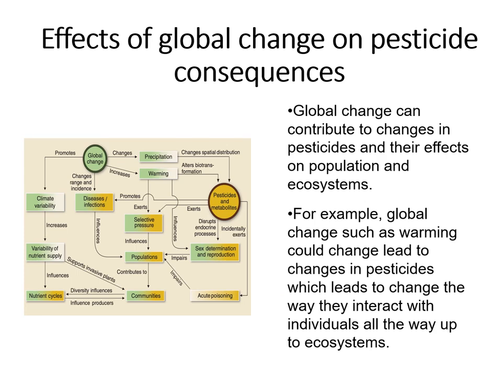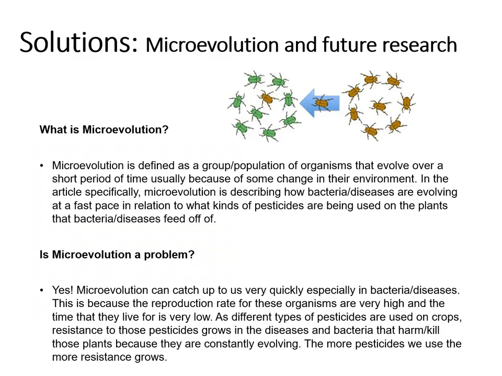This image shows how global change can contribute to many different changes, including changes in pesticides and their effects on populations and ecosystems. An example of this would be global change such as warming that could contribute to change in how pesticides interact with individuals, and a change in individuals could then lead to changes all the way up through to ecosystems. Solutions to microevolution in future research.